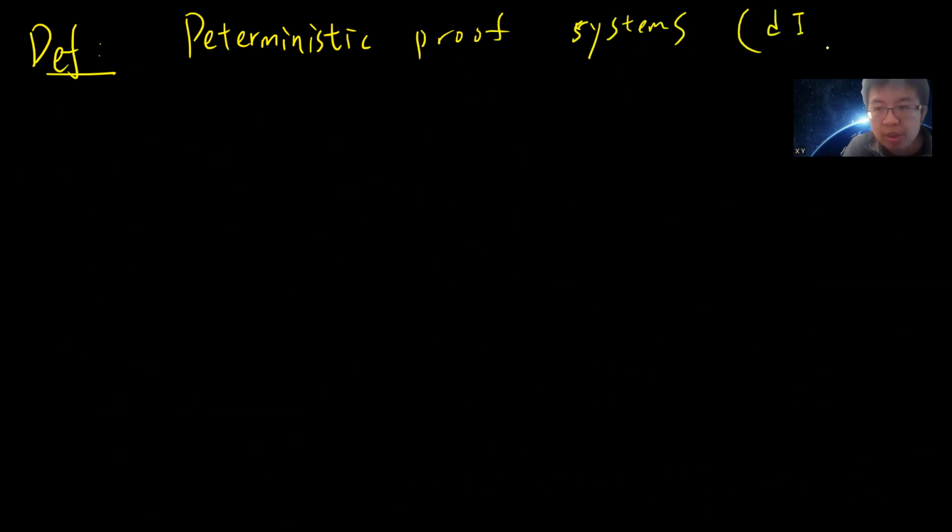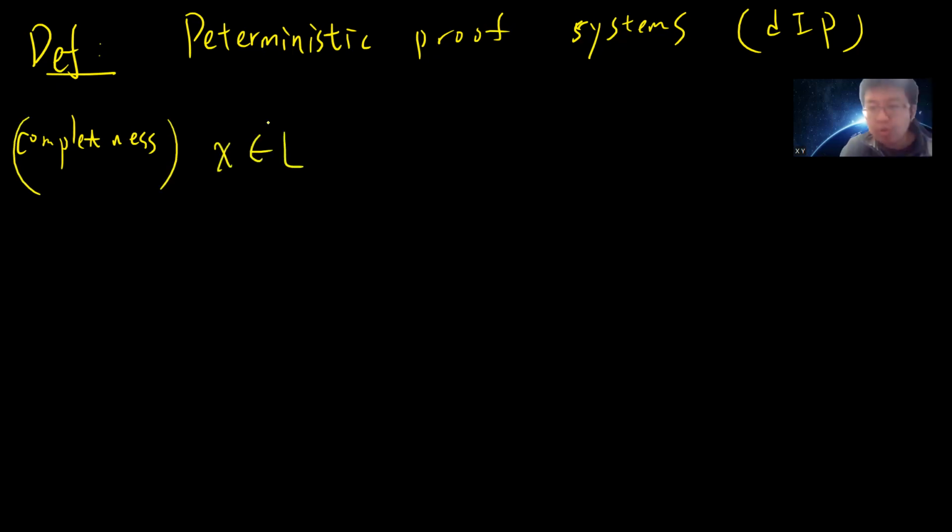This is called DIP. Okay, so this is called completeness. So we need to satisfy the following. Completeness means that if x belongs to L, then there will be a proof. This is non-trivial: in mathematics, maybe something is correct, but you cannot prove it, right? But here, if something is correct, you should be able to prove it.